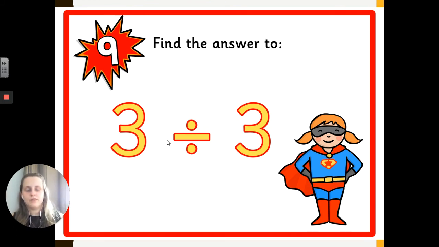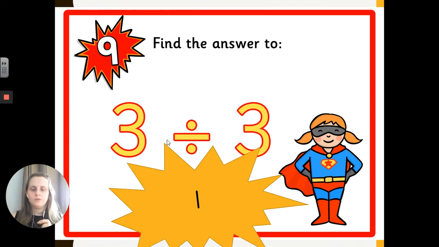3 divided by 3. So the answer to this one is 1. How many 3's are there in 3? Well, there is 1.